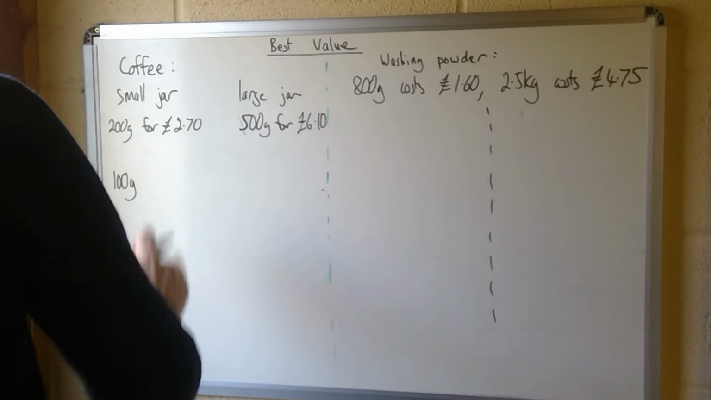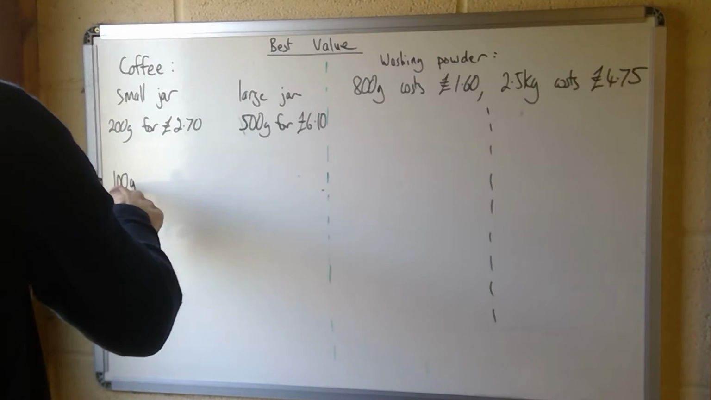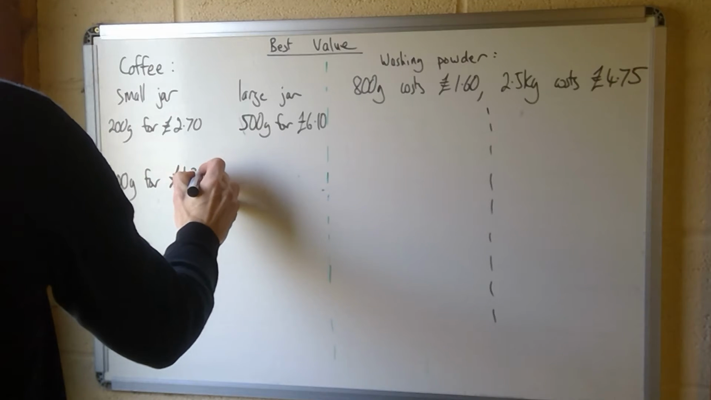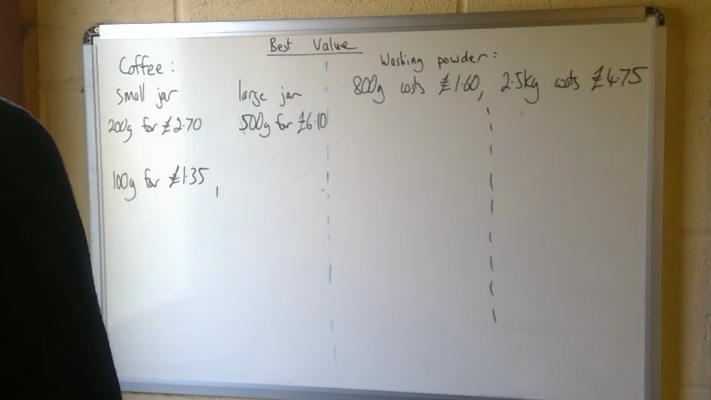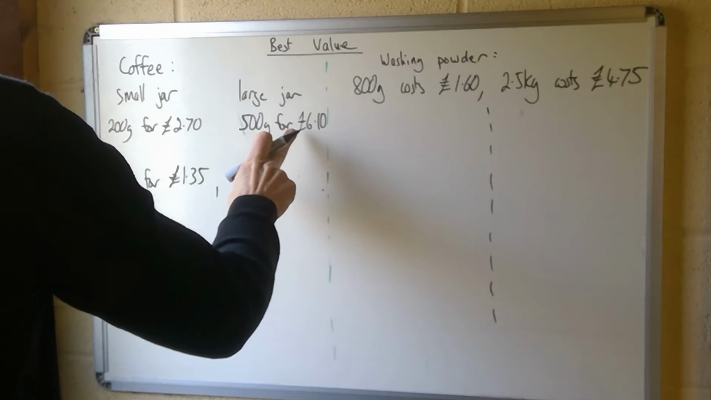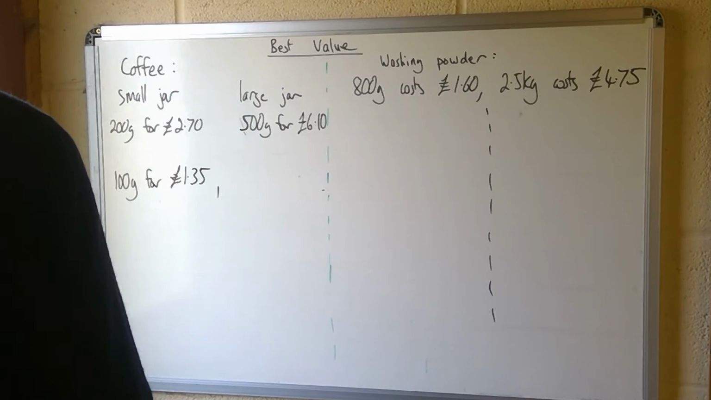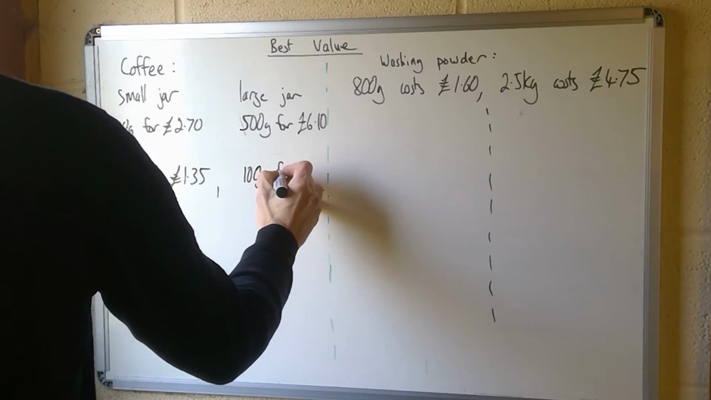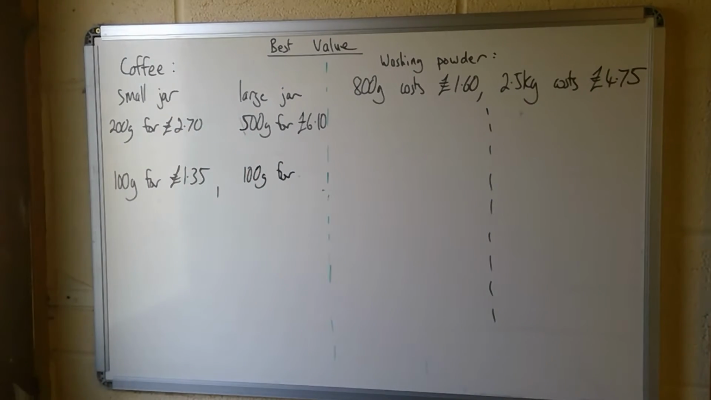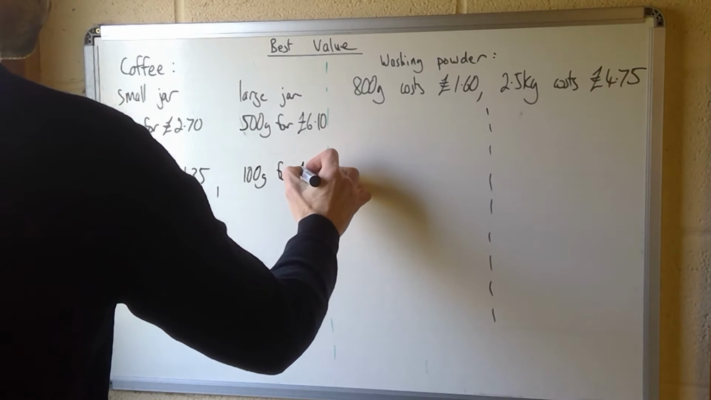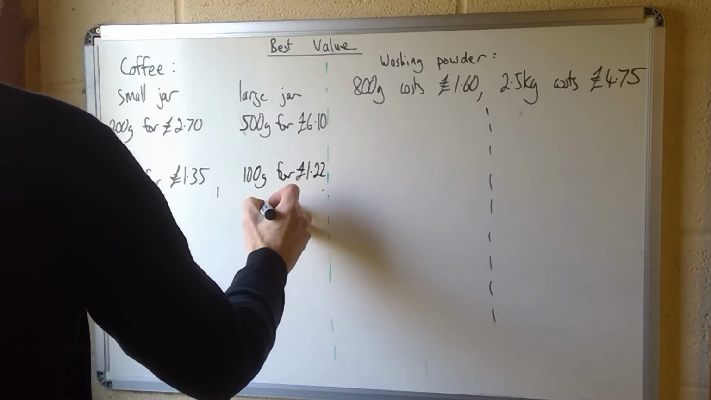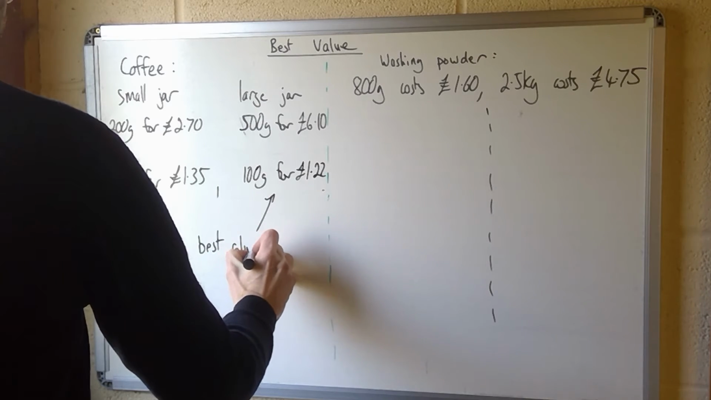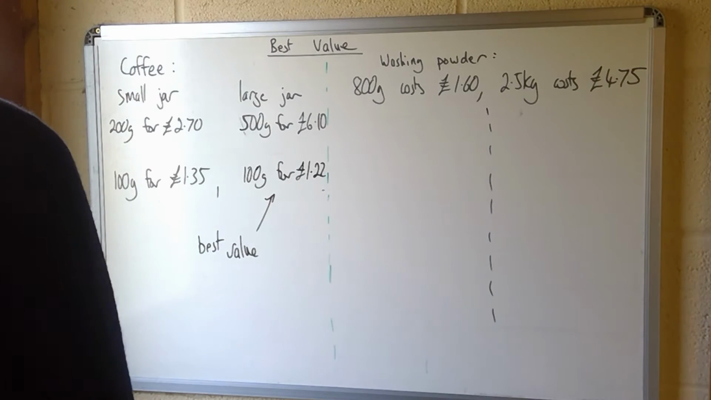So if we look at the small jar, 100 grams, that's half the amount in the jar. So if I half the price also, that would be £1.35. With the large jar, I have 500 grams for £6.10. So if I divide that by 5, I get 100 grams, and that costs £1.22. So you can see that this one is the best value because for the same amount you're paying less.